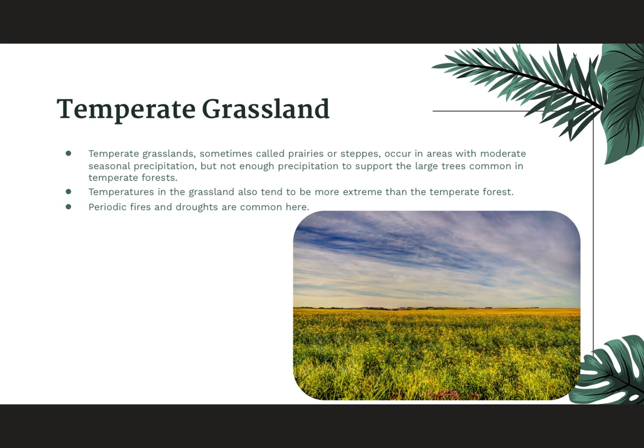All right, our next type of biome is the temperate grasslands. These are sometimes called prairies or steppes. These occur in regions with moderate precipitation, but not enough precipitation to support large trees common in temperate forests. Temperatures in the grasslands also tend to be more extreme than the temperate forests. Periodic fires and droughts are also common here.